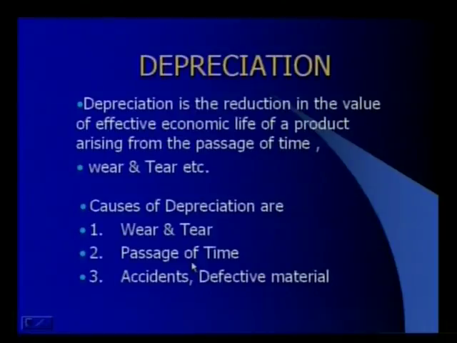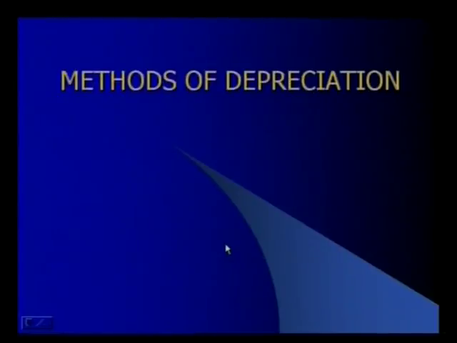Next, passage of time. As time goes on, as I said in the example of a bike, for every year a certain cost is going to be reduced. Like that, as time goes on, for every year the cost of that particular product goes on reducing. Next, accidents and defective material also come under depreciation. Let us see the methods of depreciation.